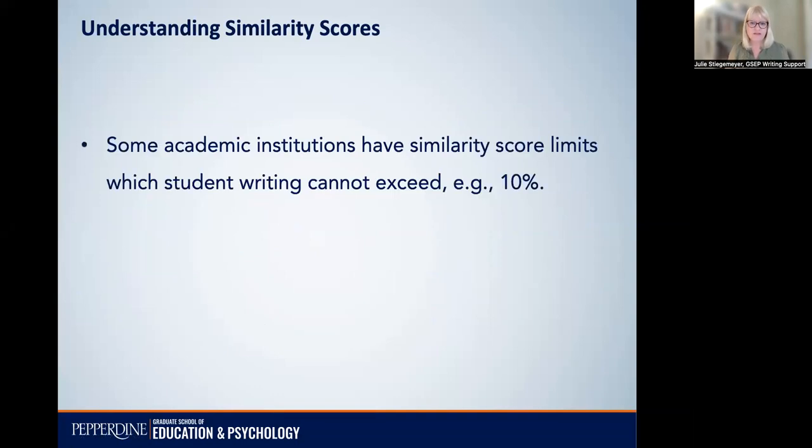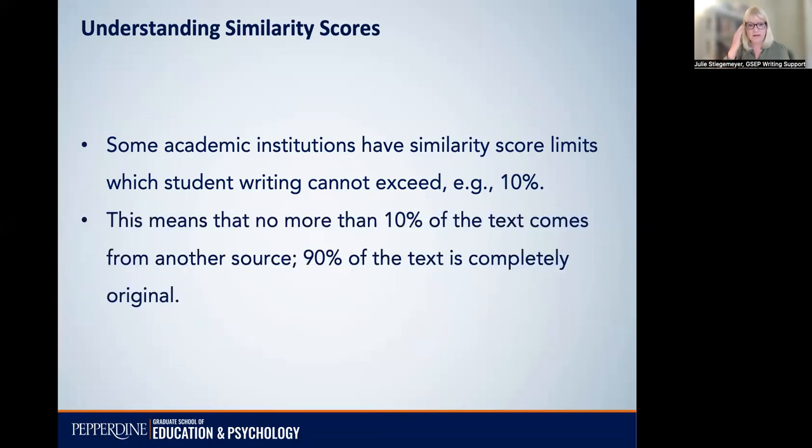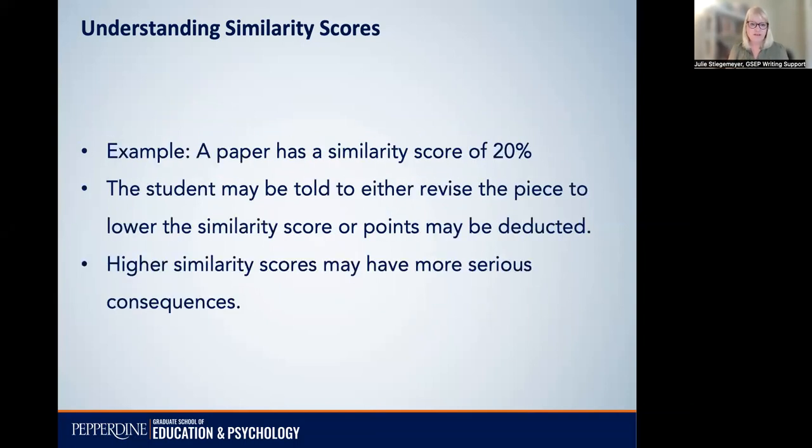Some academic institutions have similarity score limits, which student writing cannot exceed, for example, 10%. This means that no more than 10% of the text comes from another source, and 90% of the document is completely original. For example, let's say a student turns in a paper and it comes out with a similarity score of 20%. The student may be told in this case to either revise the piece to lower the similarity score, or points may be deducted. Higher similarity scores, especially over 50%, may have more serious consequences.